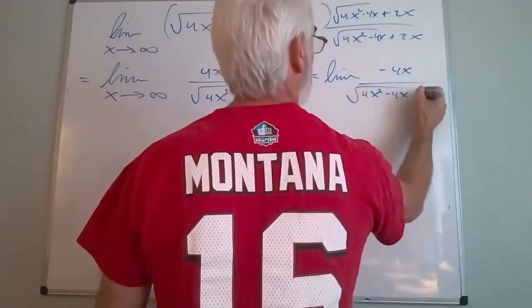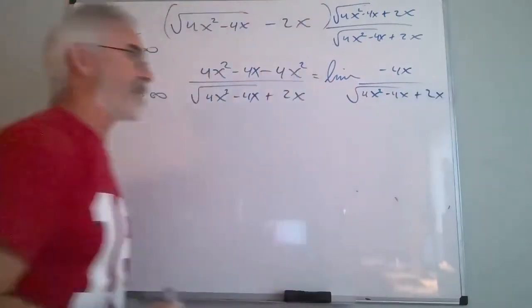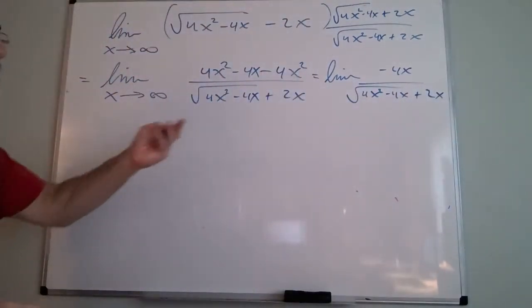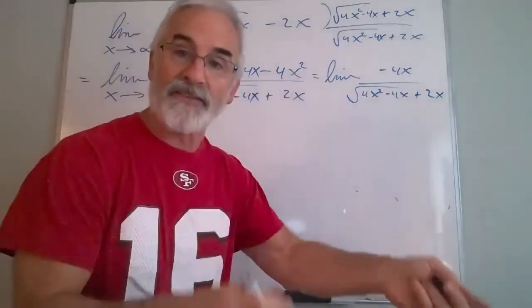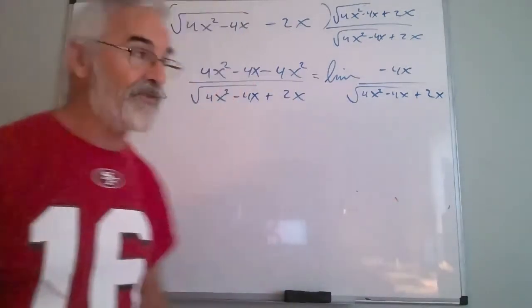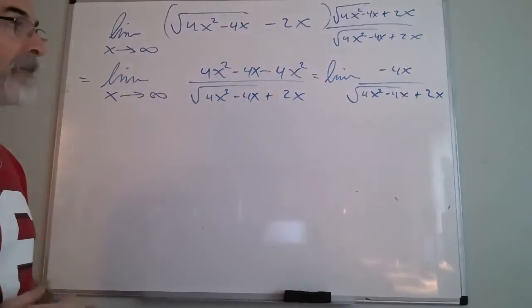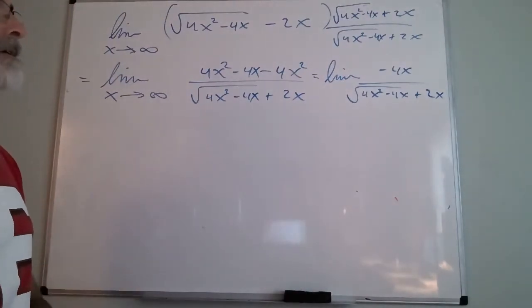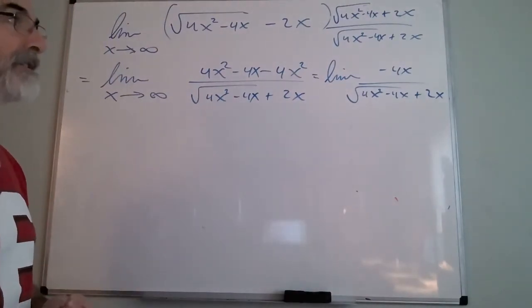Now, we did this problem or a version of this last day. So what we did last day was we factored. We factored and canceled, and we were able to evaluate, and that was all valid. The question is now, numerator and denominator are both growing without bound. Can I use L'Hopital's rule?